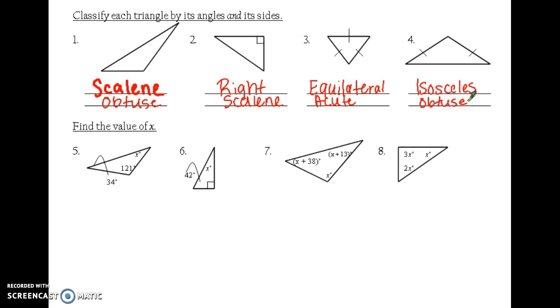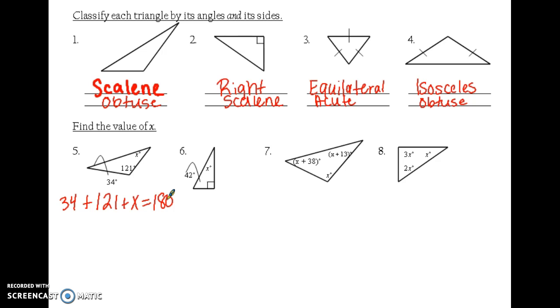Alright, when you are finding the value of x in a triangle, every triangle, the angles add up to equal 180 degrees. So we're going to add each of these angles together and set it equal to 180. So 34 plus 121 plus x equals 180. Now this goes back to Unit 2 where we were solving equations.